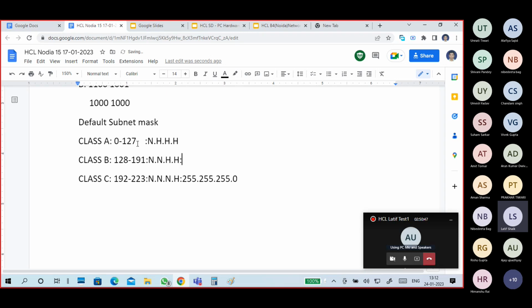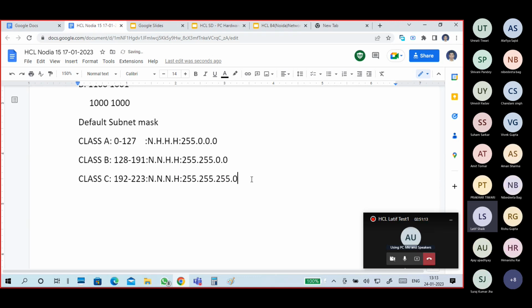You know, this is 255.255.255.0 default subnet mask. 255.255.0.0 default subnet mask. 255.0.0.0, it is a default. This is entirely network portion, which means your host portion is reduced. So you know how many hosts you will get.